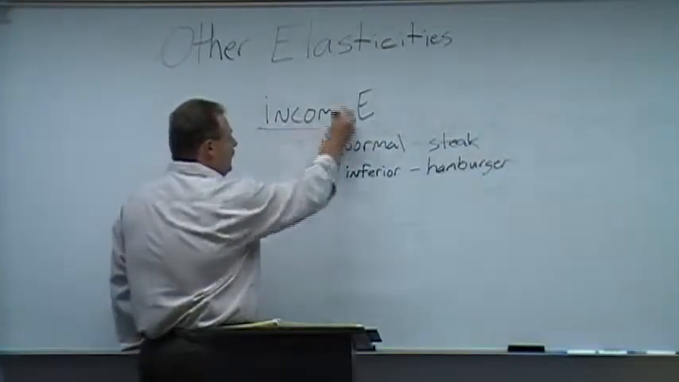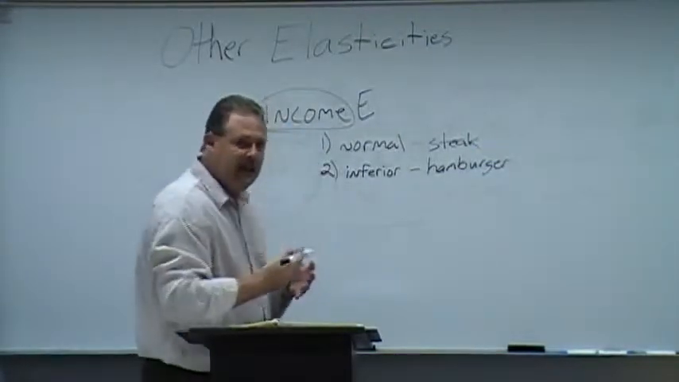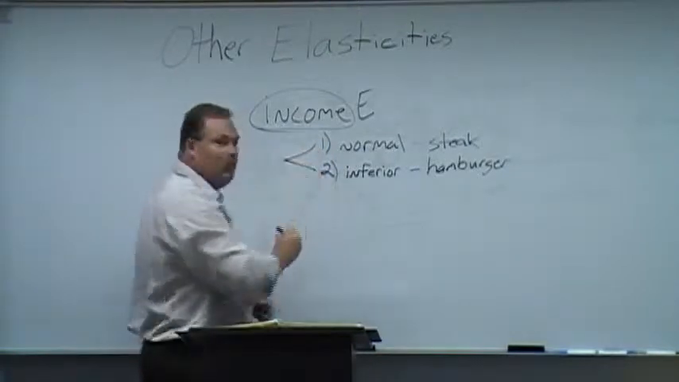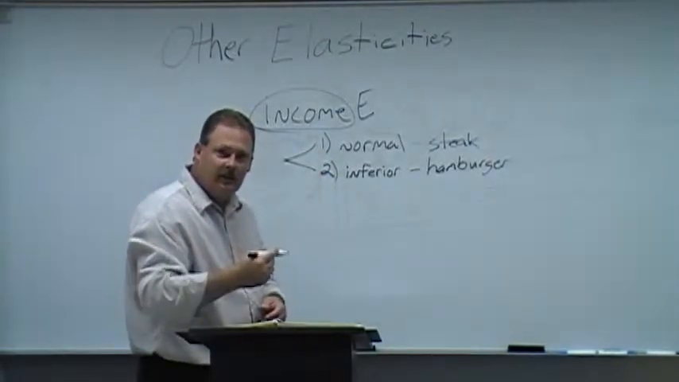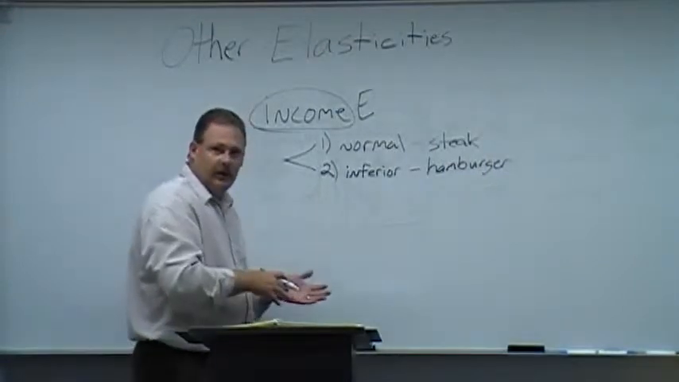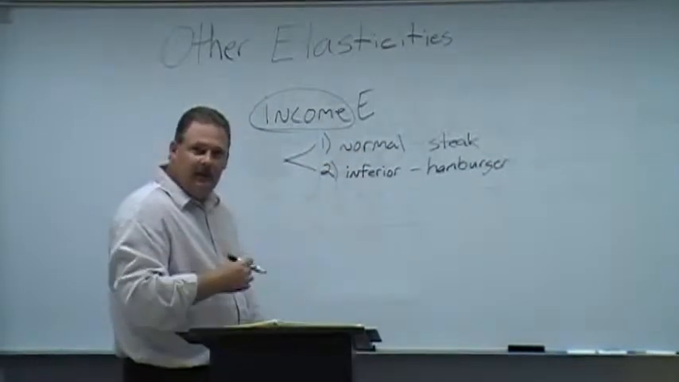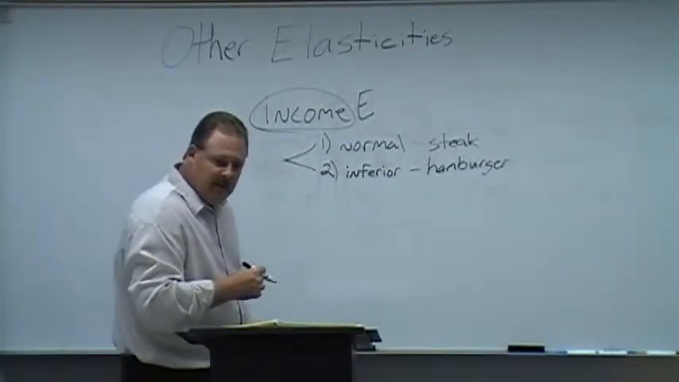Know to look for something about income. If it says income, wage, salary, something of that nature, look for one of these two as an answer. It's either going to be talking about a normal good or an inferior good. And the idea here is that you can identify them and be able to apply that concept.